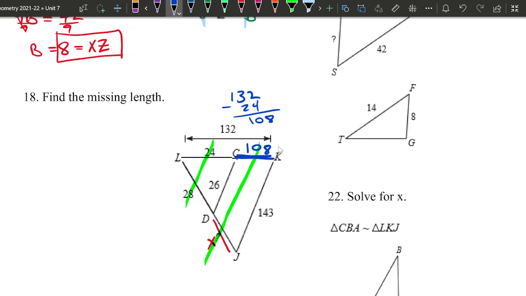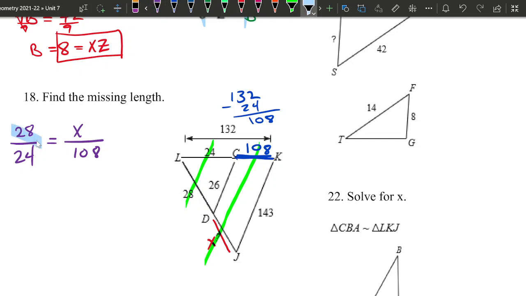And now I can set up a proportion. A ratio equals a ratio. And it doesn't matter where I start. If I start with 28, and I put 28 on top, 28 over 24. Then on the next one, I'm going to start with x and do x over 108. I could have done 24 over 28 equals 108 over x. It means the same thing.